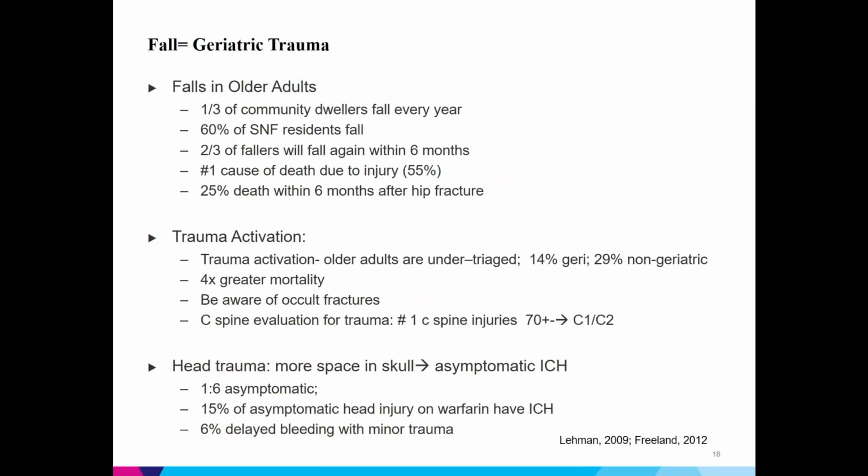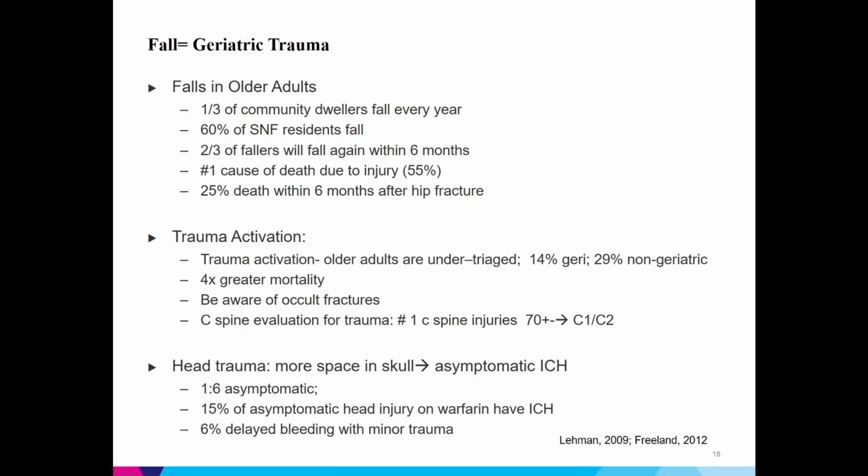In this case, we also review a fall presenting as geriatric trauma. We know falls are very common in older adults. Nearly 1/3 of community dwellers fall every year. 60% of patients from skilled nursing facilities will also present with a fall. And for many older adults, those who have had a fall, nearly two-thirds will fall again within 6 months.